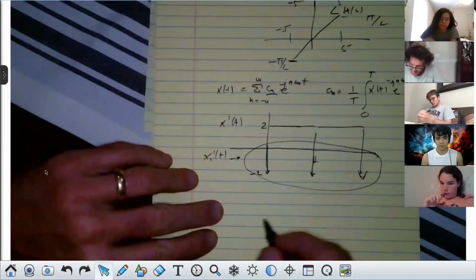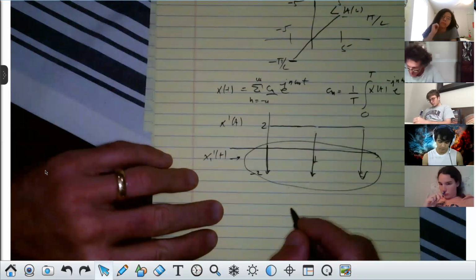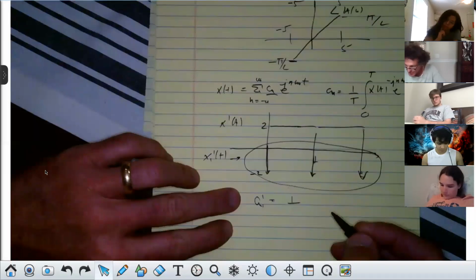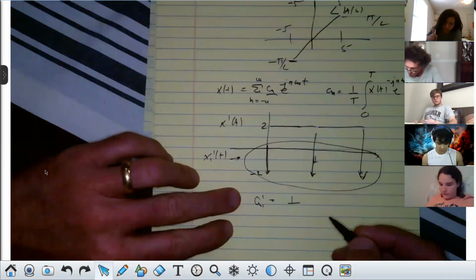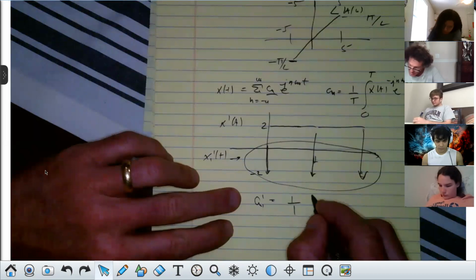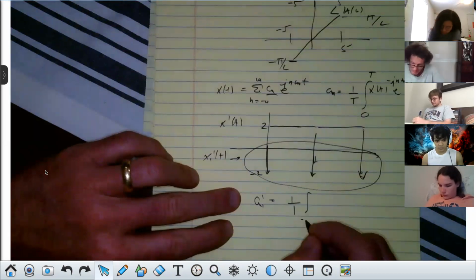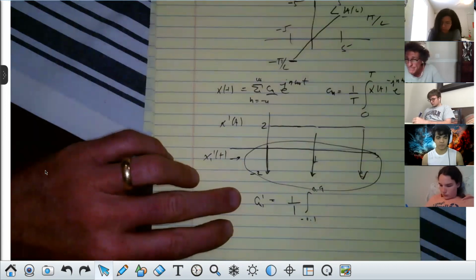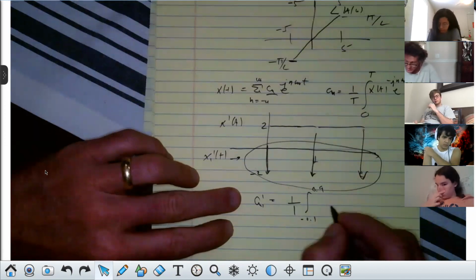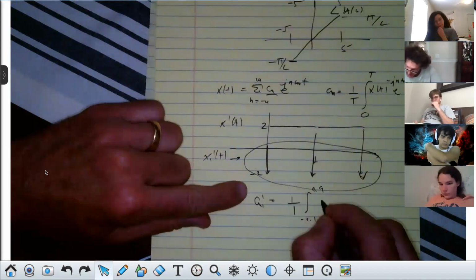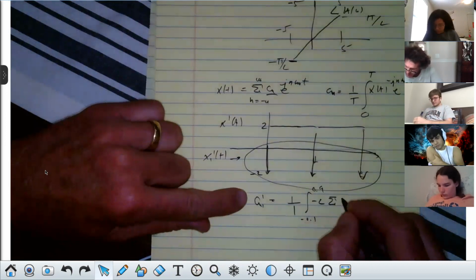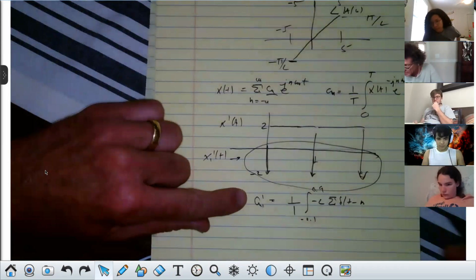This infinite series of delta functions will result in a c of n 1 prime of 1 over the period. What's the period? 1. And an integral from, say, minus 0.1 to 0.9, that's over a period, right, of this function. Well, what are these delta functions? It's really -2 times an infinite series of delta functions of t minus n, because the period's 1.